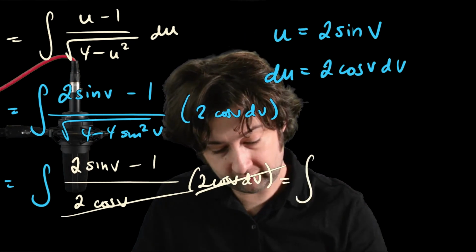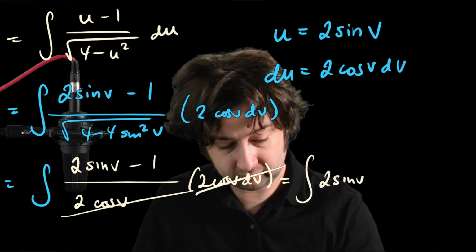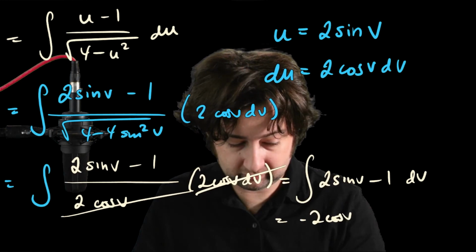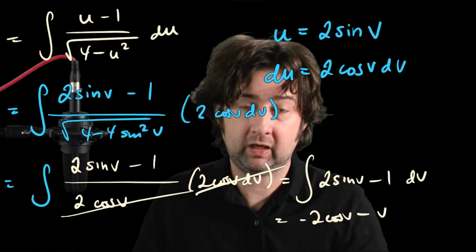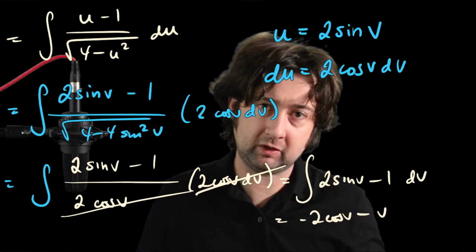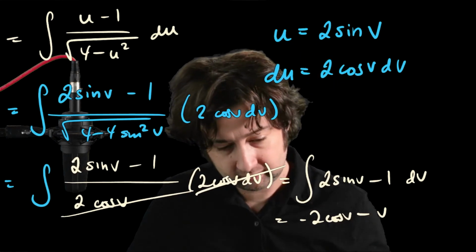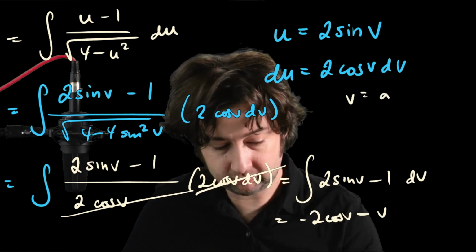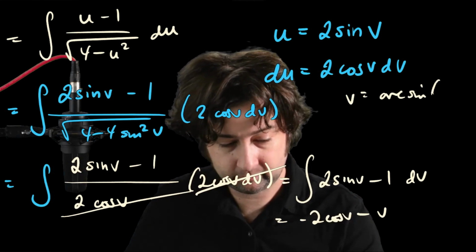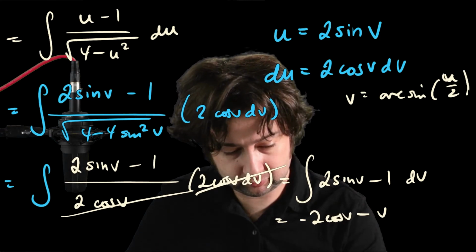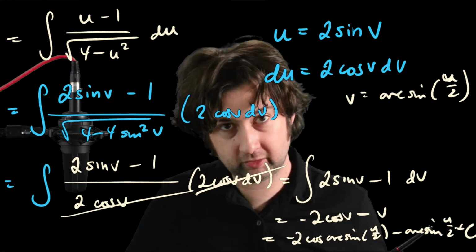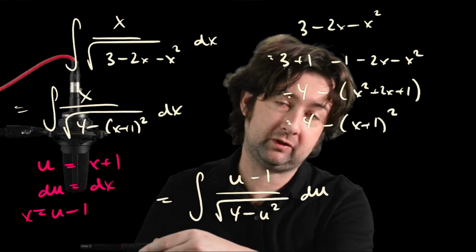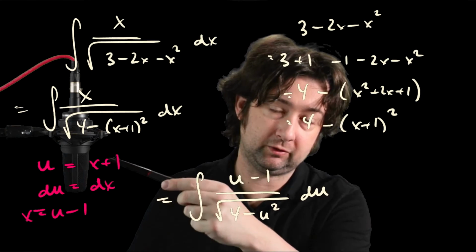So you end up with the integral of 2 times the sine of v minus 1 dv, which is just negative 2 cosine of v minus v. And then you go through the process of unsubstituting everything that you did to get here. Since u was equal to 2 times the sine of v, that must mean that v is equal to the arcsine of u over 2. And then I can substitute it back once more to get rid of the u's, because remember, the u here was the preparatory substitution that I made that is equal to x plus 1.